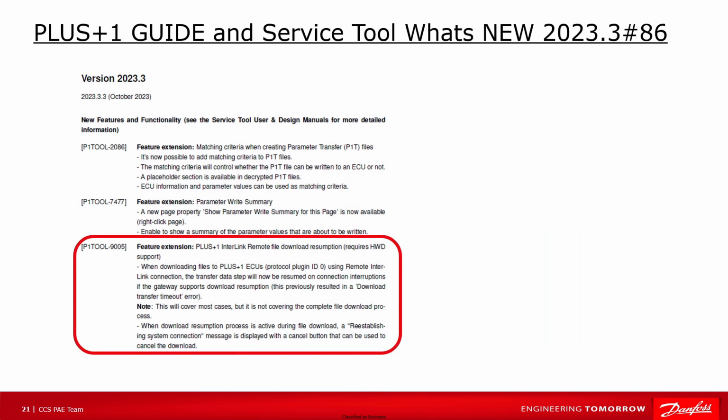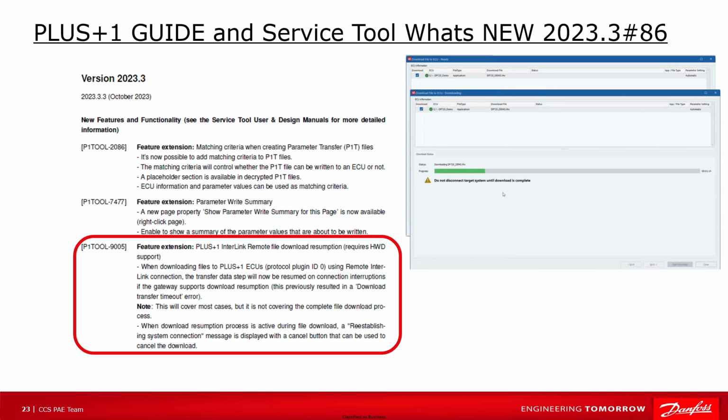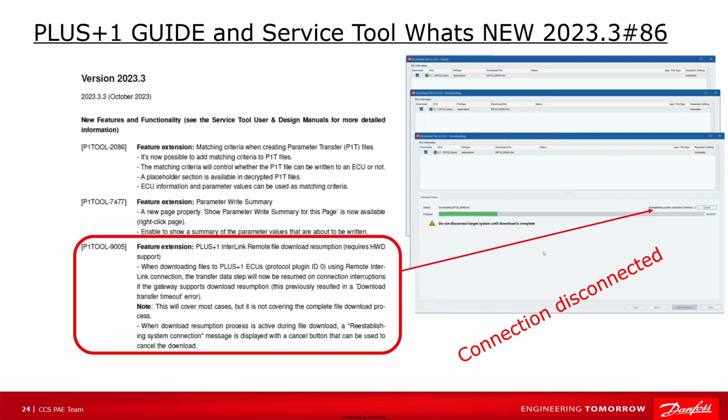And the last feature extension from 23.3 refers to +1 InterLink Remote. This feature for Service Tool is +1 InterLink Remote resumption, which requires HWD support, for CS500, for example, which has not been released yet at the time this video is recorded. It's when downloading applications to ECUs using InterLink Remote, the transfer data step will now be resumed on connection interruptions. This previously resulted in download transfer timeout errors.